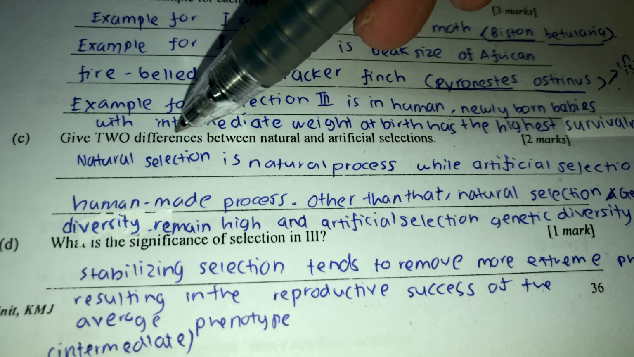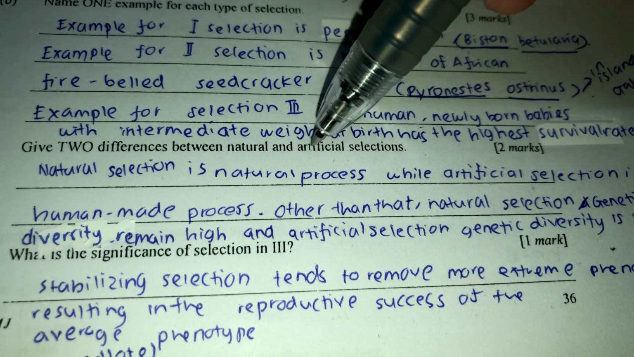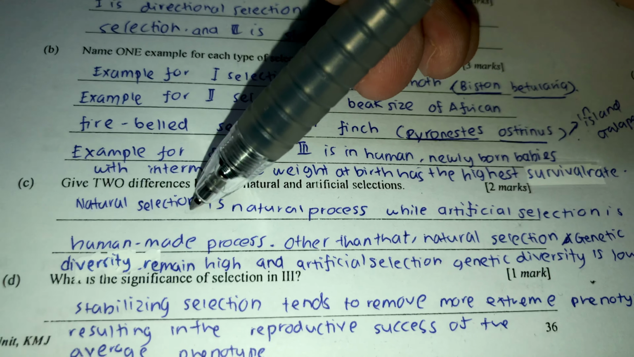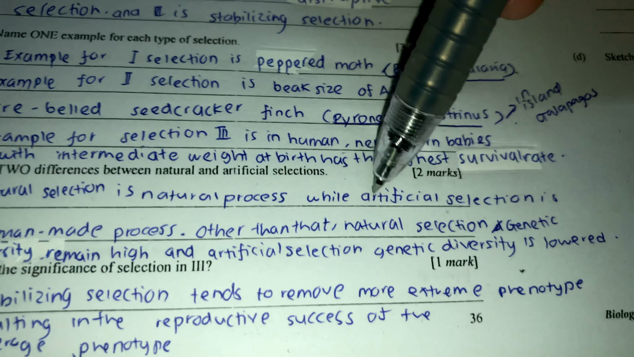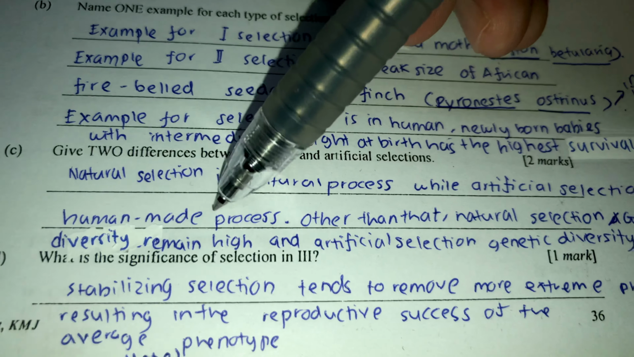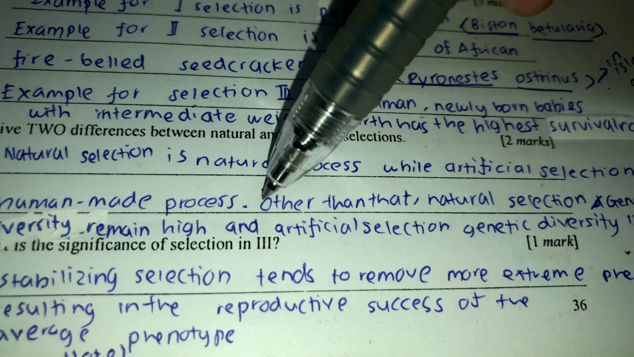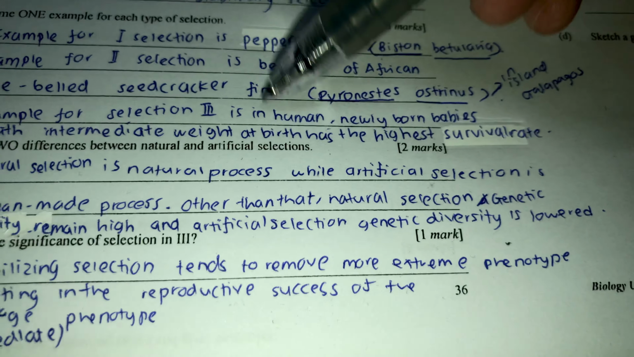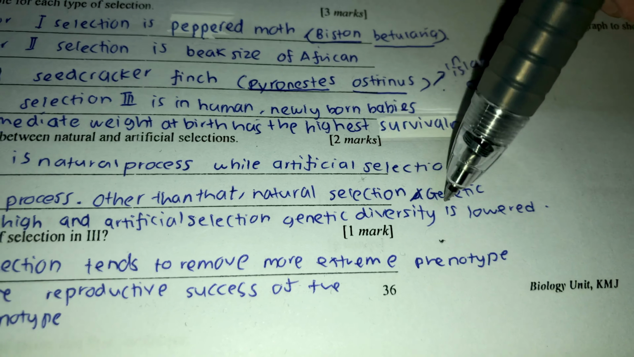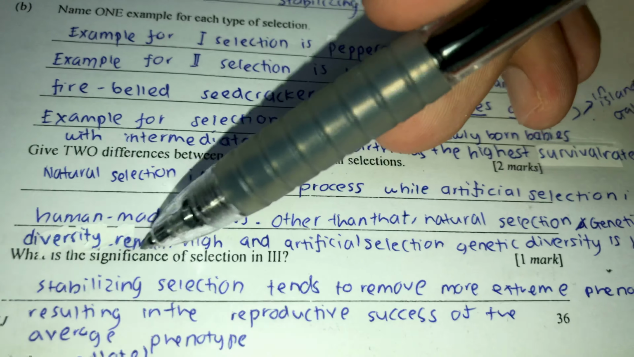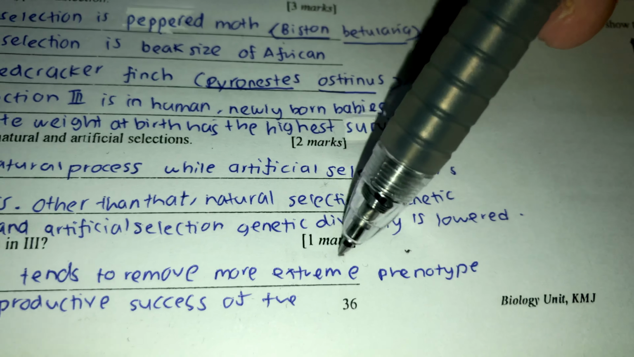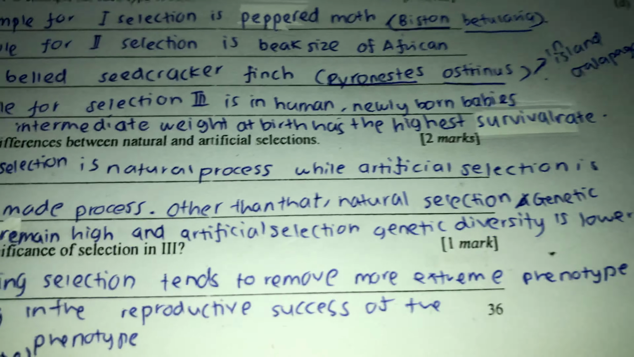Question C, give two differences between natural and artificial selection. Natural selection is a natural process, while artificial selection is a human-made process. I don't think that needs any further explanation. Other than that, in natural selection the genetic diversity remains high, and in artificial selection genetic diversity is lowered.